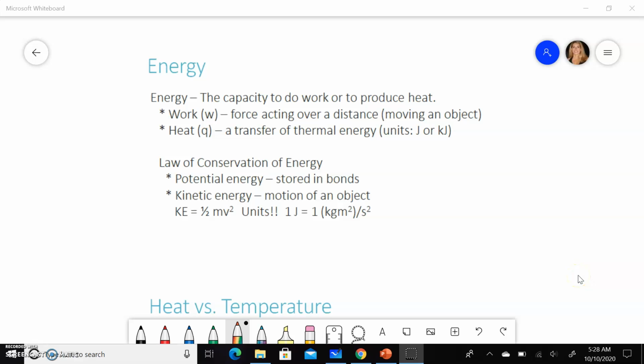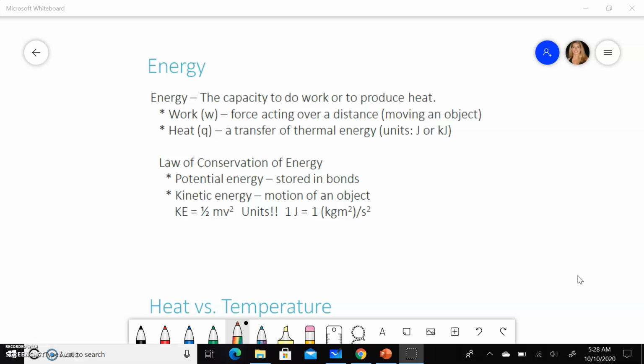This unit is called thermochemistry, and it's going to involve different types of energy. So let's start with what energy is. It's the capacity to do work or to produce heat. So there are two parts of this, the work part of it and the heat part of it. Work is considered to be a force acting over a distance. Usually that means moving an object.